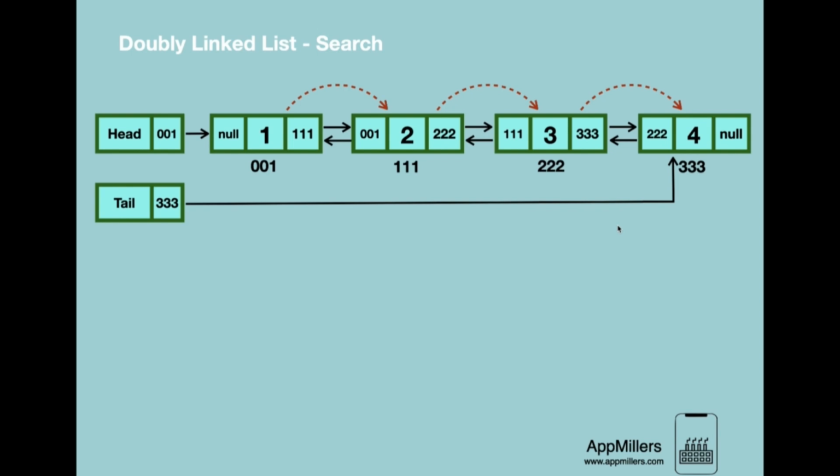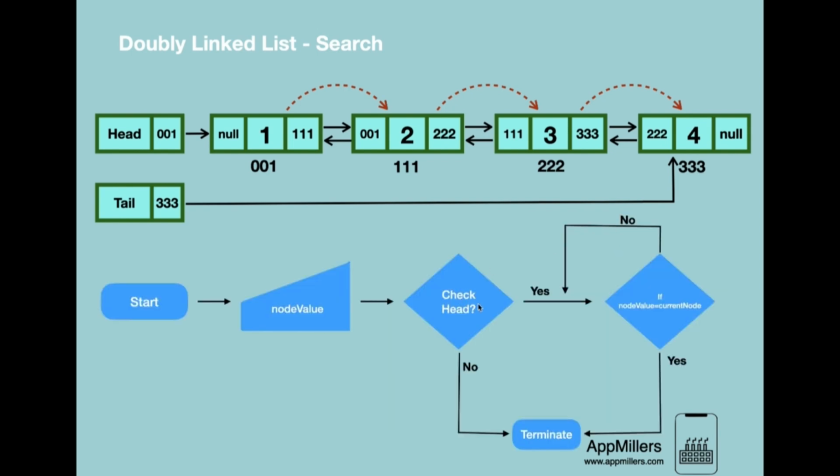Now the algorithm of search in double linked list looks like this. Our algorithm starts with the node value. Node value comes to our algorithm as a parameter. Then as a first step, here again we are checking head. If head points to the null, it means that we don't have any element to traverse and we cannot find our element. We are terminating our algorithm and saying that there is no element for searching.